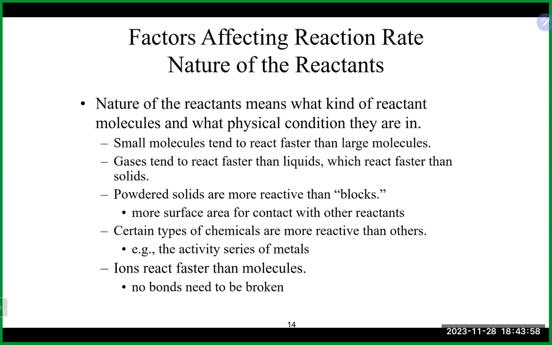The nature of the reactants can affect how fast or slow a reaction takes place. Smaller molecules tend to react faster than larger ones. Gases react faster than liquids, and liquids react faster than solids. Gases are just flying around, so they're good to go to react. Liquids also have a lot more energy and are moving around. Obviously, solids are just sitting there waiting for something to happen.